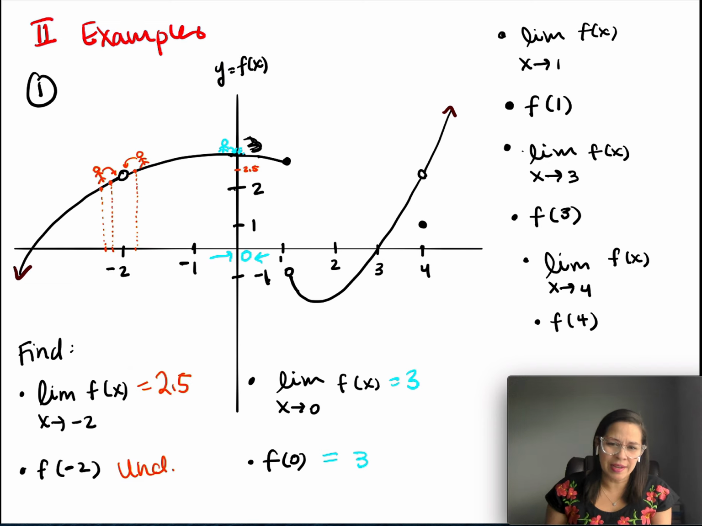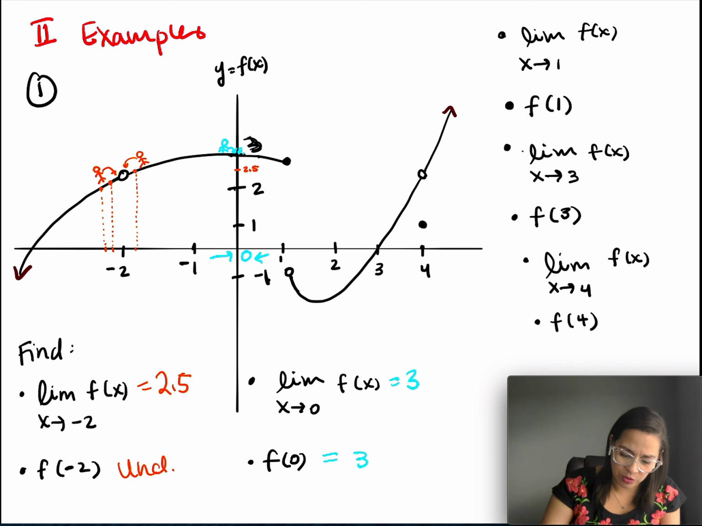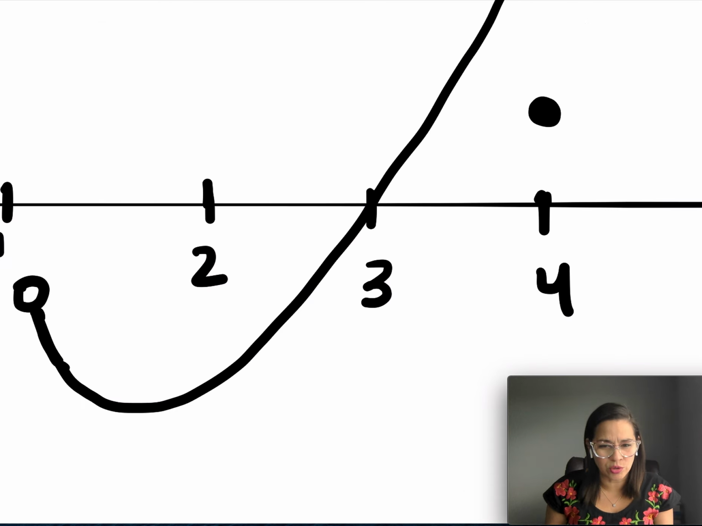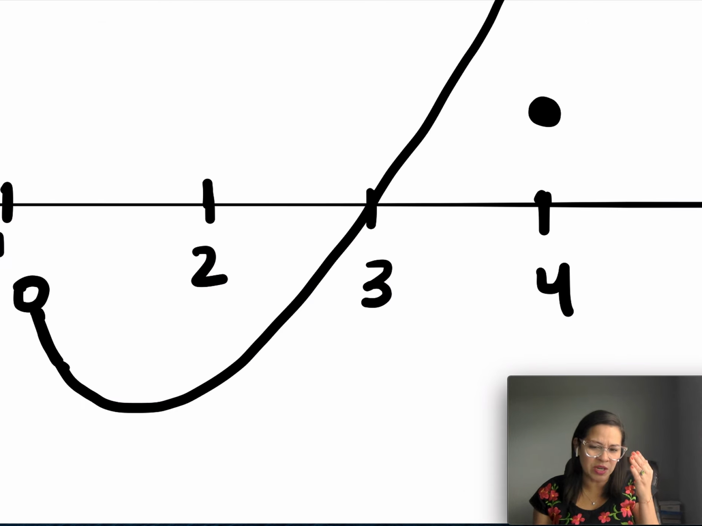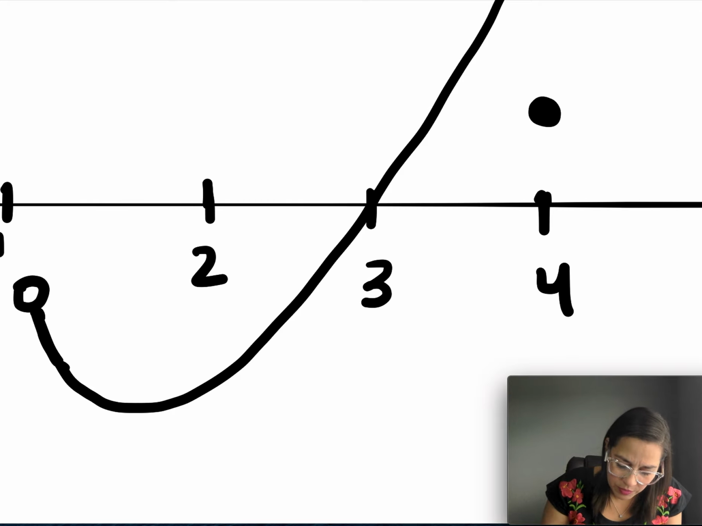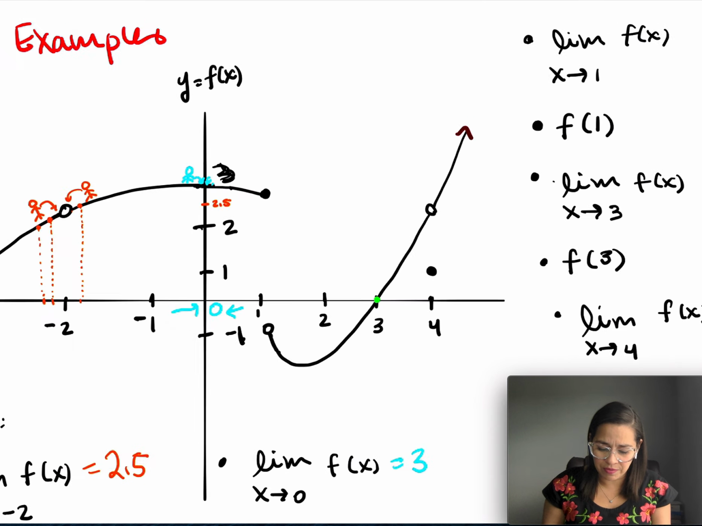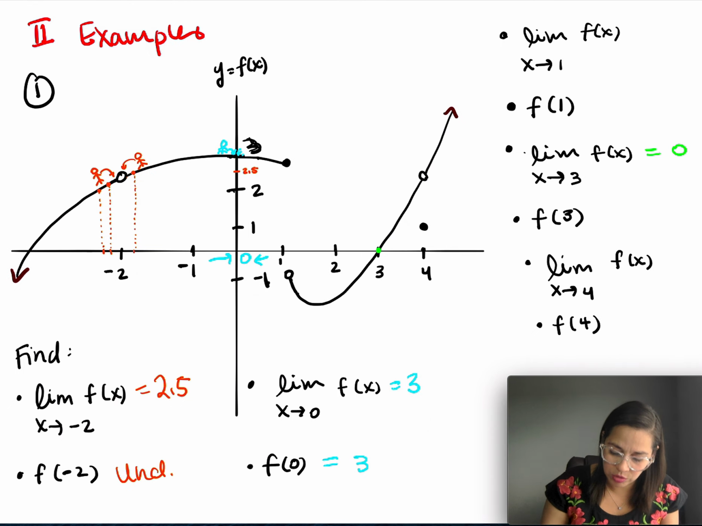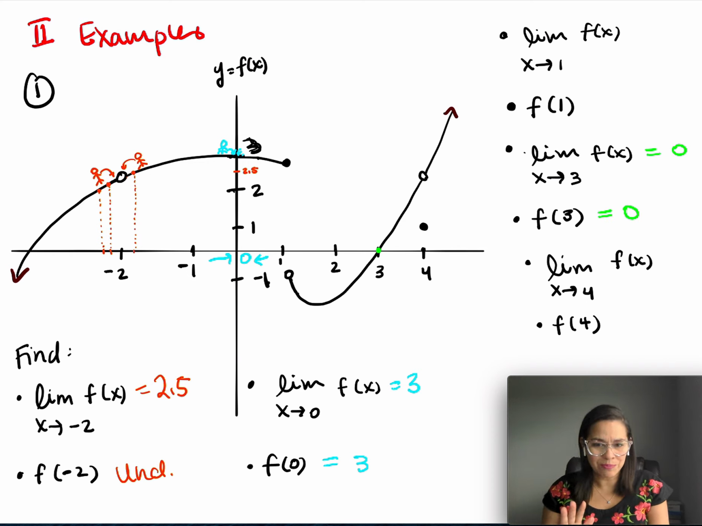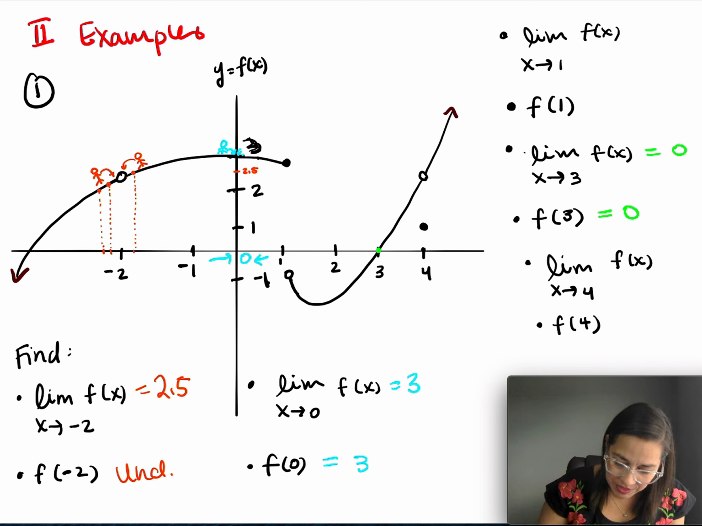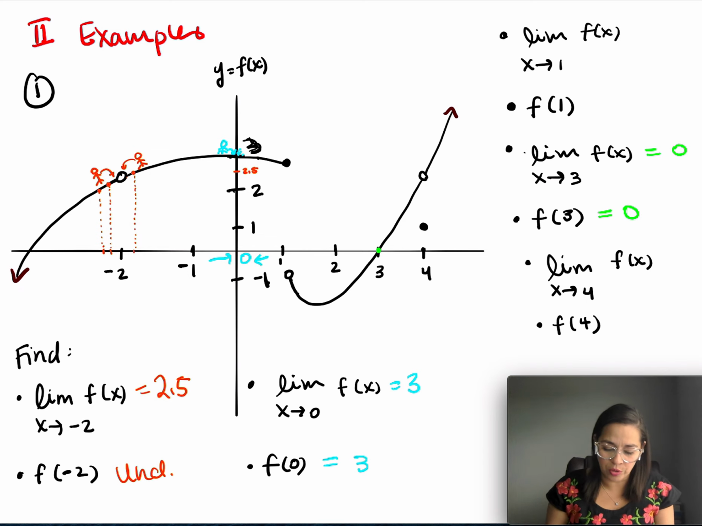Now, what's the limit as x goes to 3? Again, it's very local. So if I'm looking for the limit as x goes to 3, I focus here as x goes to 3. And I know that whenever we cross the x-axis, y is equal to 0. So here we go. Just like we did before, in this case the limit is equal to 0 and so is the value of the function. No problem there, okay? And now we have the limit as x goes to 4 of my function. So again, let's see what happens as x gets closer to 4.